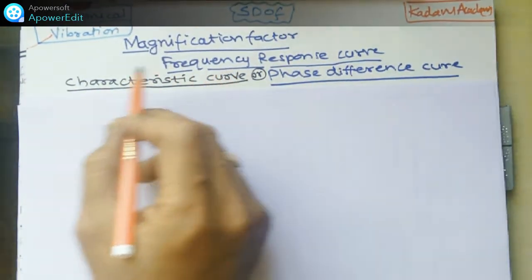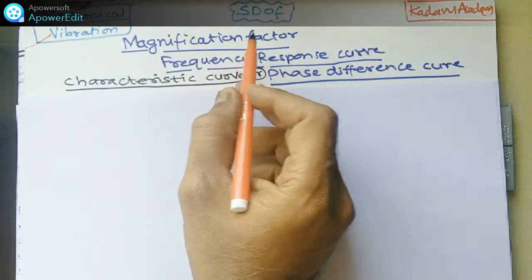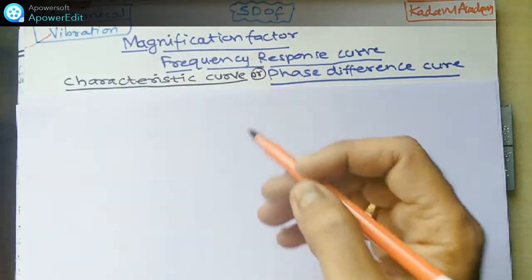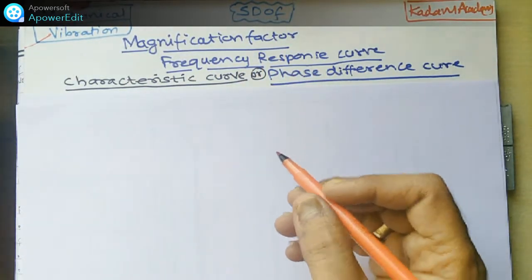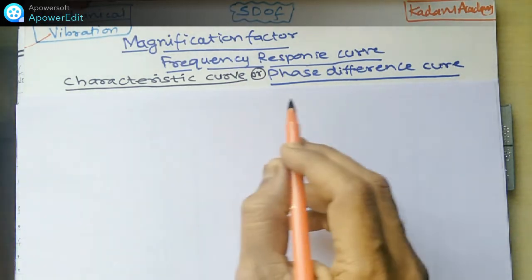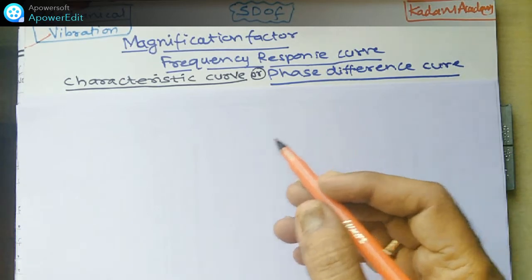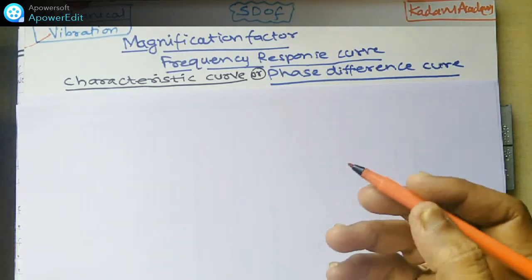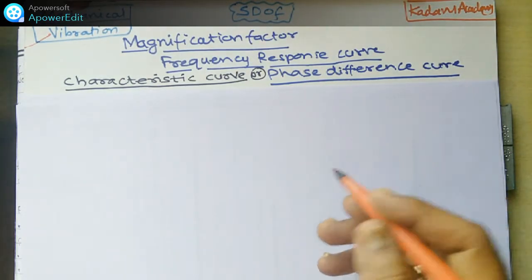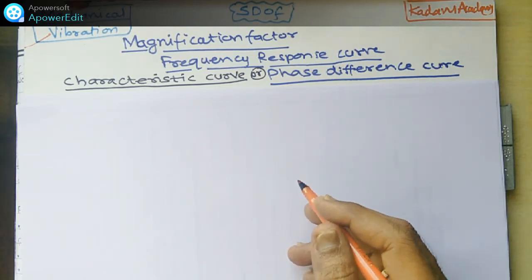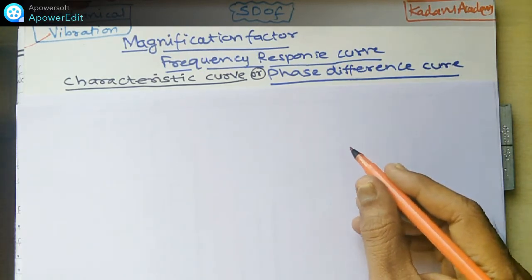We are studying the various videos on mechanical vibration, single degree of freedom. Already we have studied the undamped and damped vibration. Now we are going to study forced vibration. Under forced vibration, we have already studied the applications of forced vibration and the various equations of forced vibration, the equation of motion for forced vibration.